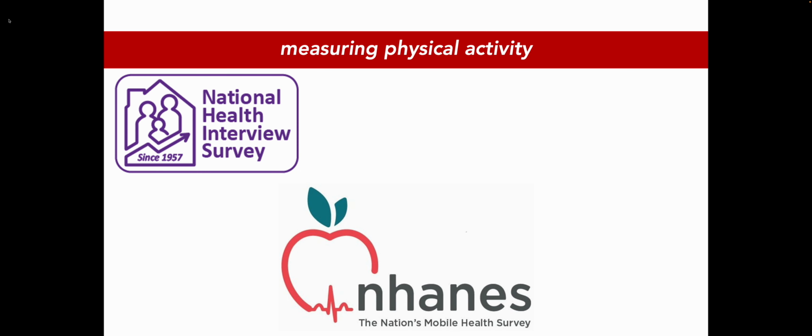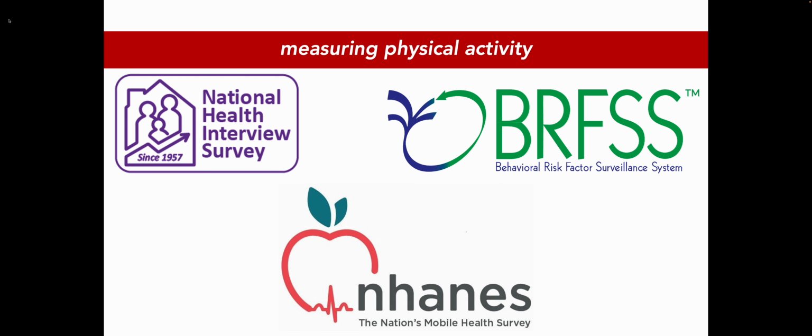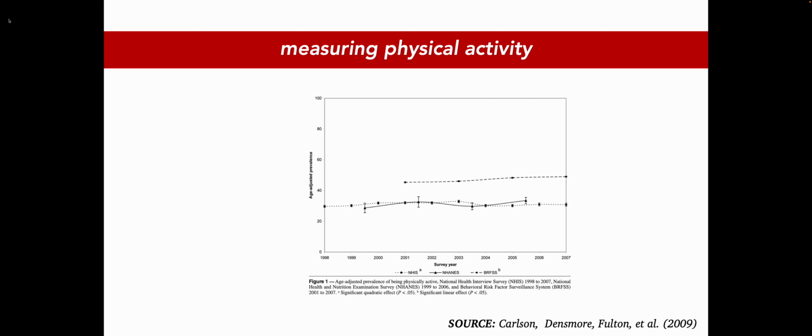For example, 3 U.S. surveillance systems collect information on physical activity prevalence. A study found that though 2 produced largely similar estimates of physical activity, 1 yielded a much higher rate. And we might conclude that the truth on physical activity in the United States is probably somewhere in the middle. This measurement is important for understanding where inactivity exists and how it can be combated.